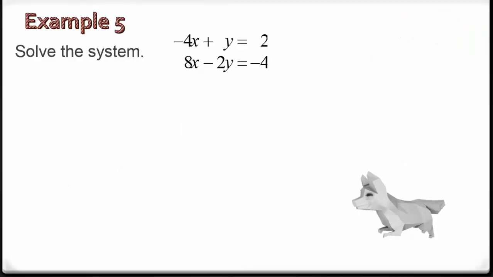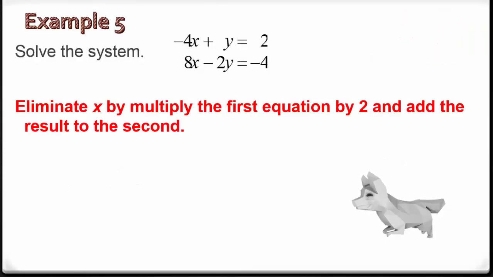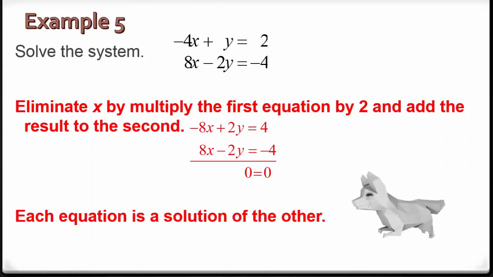Let us review what we just did on the whiteboard. We eliminate x by multiplying the first equation by 2 and add the results to the second. So here we have it, and we get 0 is equal to 0. Well, this is true. Each equation is a solution of the other. That means that there are infinitely many solutions.